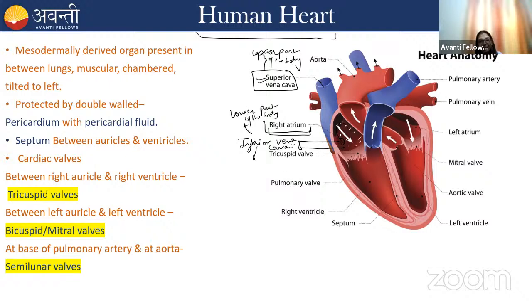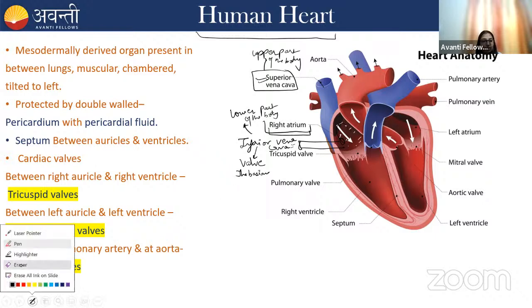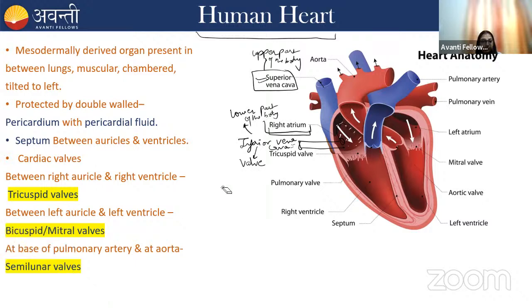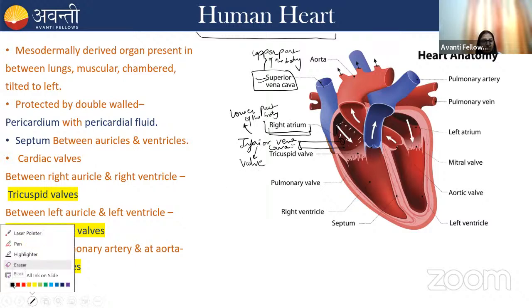And inferior vena cava also has a valve to prevent the backflow of the deoxygenated blood. And that valve is known as a Thebesian valve. Sorry, that valve is known as a Eustachian valve. Thebesian valve is present in the coronary sinus, which is a cavity present in the right atrium.